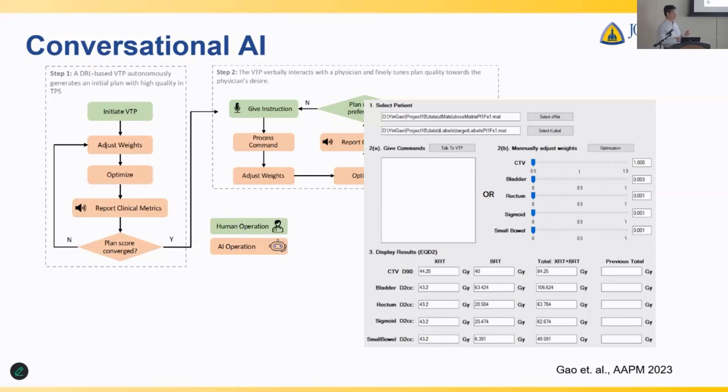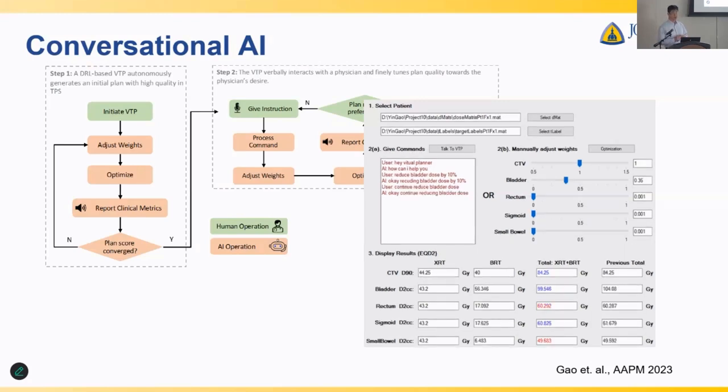The physician will say, okay, reduce the bladder dose by 20%. And then reducing bladder dose. In response to that voice, the auto planner will automatically decide what to do in terms of operating the treatment. Bladder is 99.5 gray. Rectum is 60.3 gray. Sigmoid is 60.8 gray. Small bowel is 49.7 gray. With human and AI interaction, we can actually get the plan done.